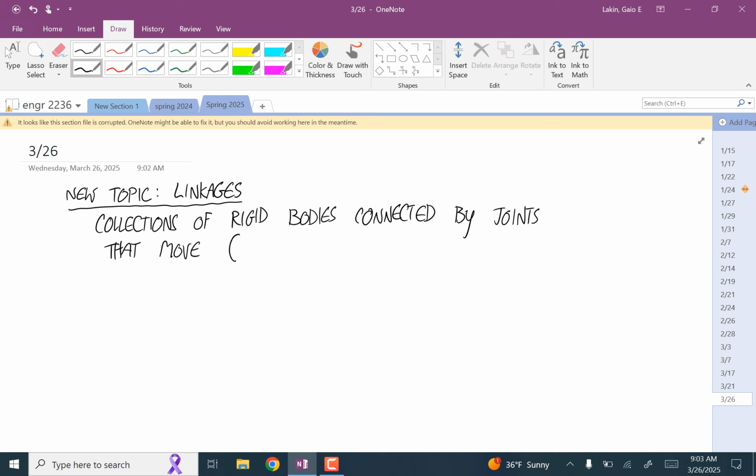If they don't move, a collection of rigid bodies connected by joints, what's that called? The people in statics. Yeah, exactly. If it doesn't move, it's a structure.